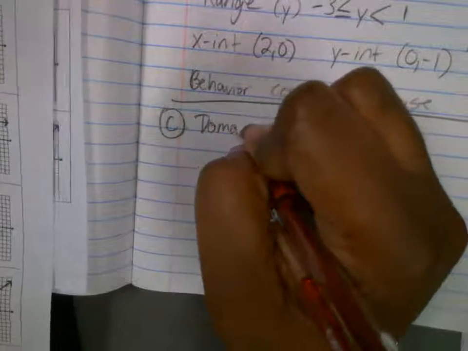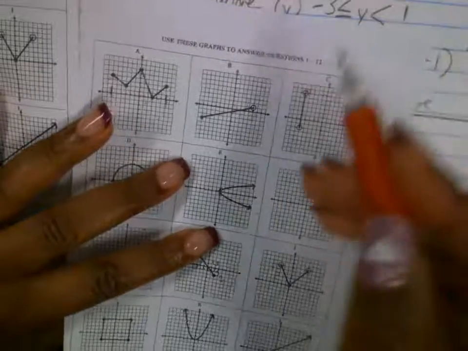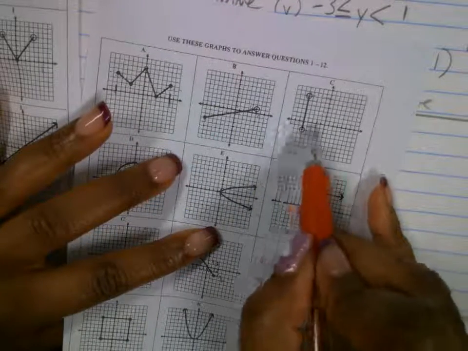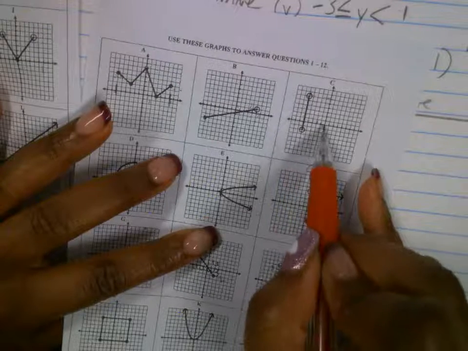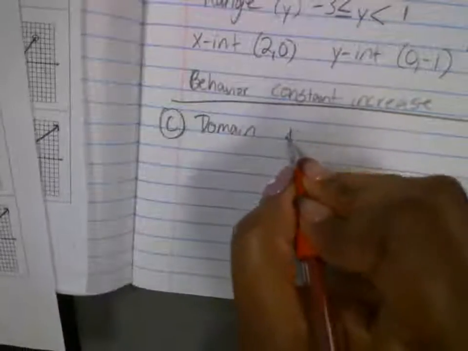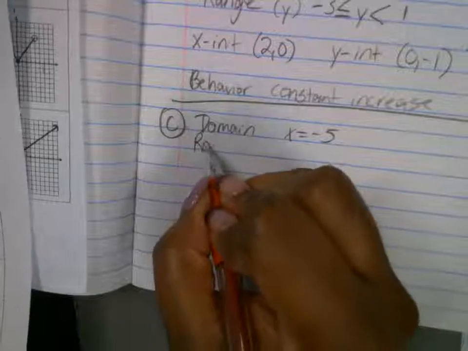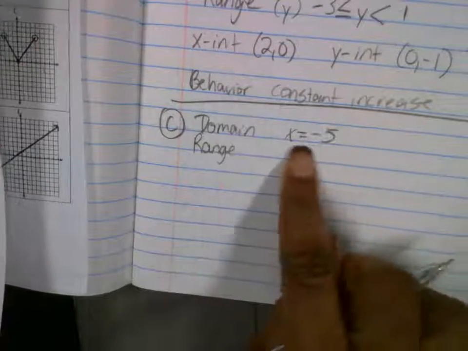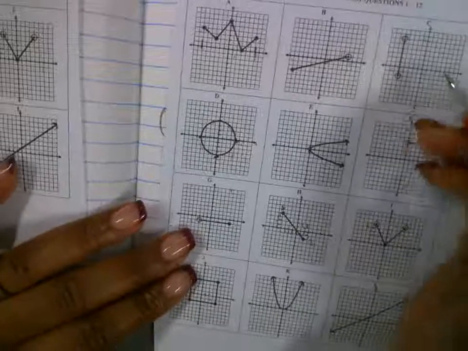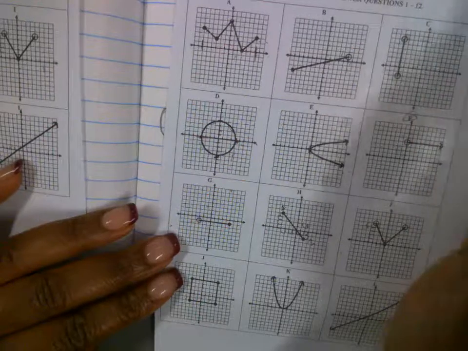Okay, so C, look at this. It says the domain. Those are your x values, okay? Your x values are the same here, because look, it doesn't go anywhere else. So all my x values are negative 5. So x is equal to negative 5. That's it. Range. You just write this. All the points on this line, all of the ordered pairs, are going to start with negative 5, comma, whatever.